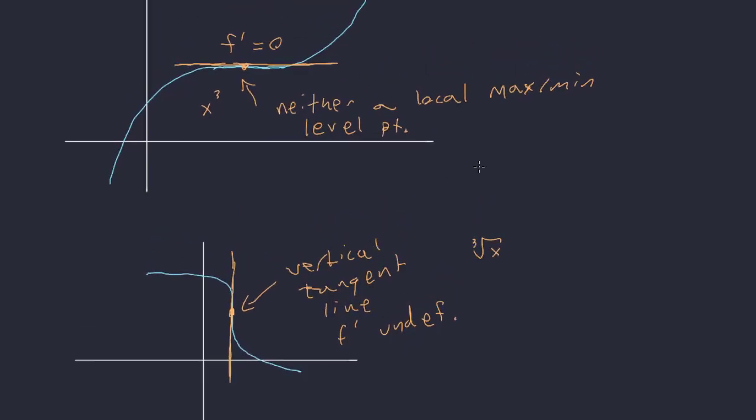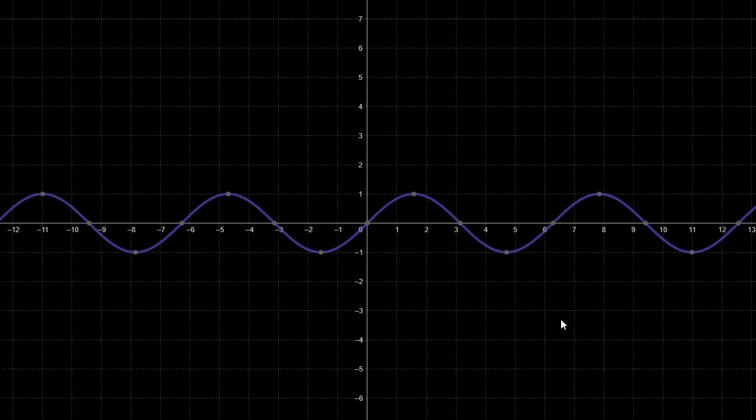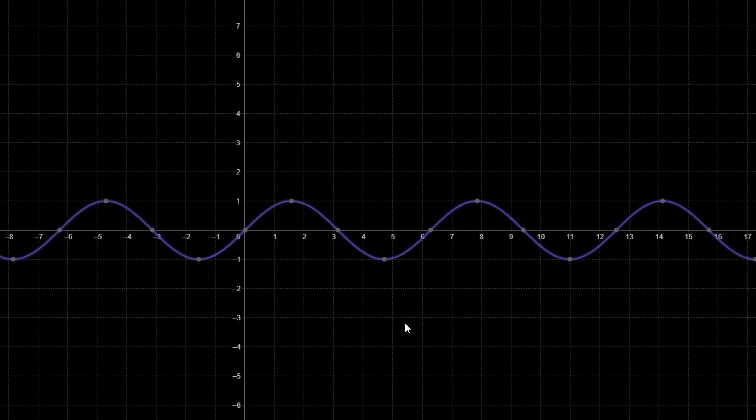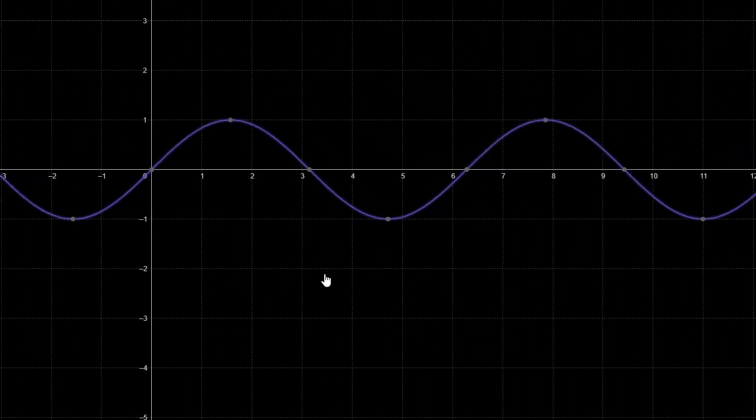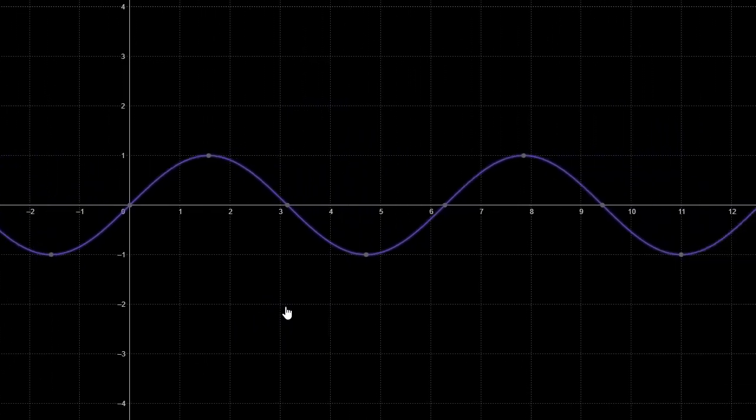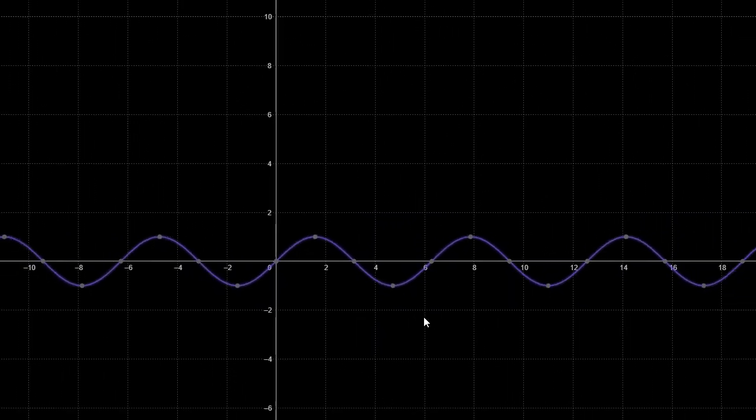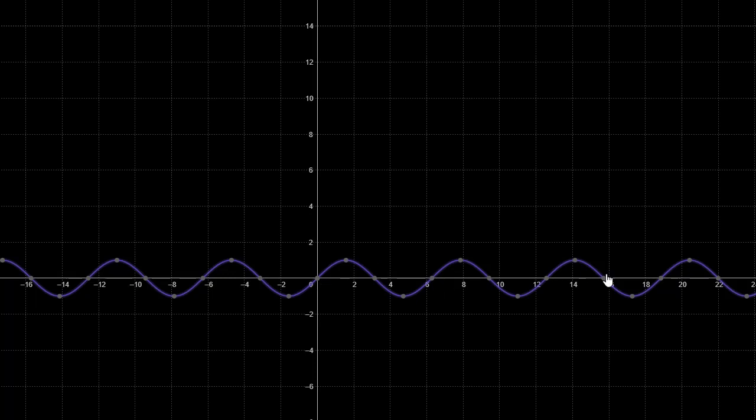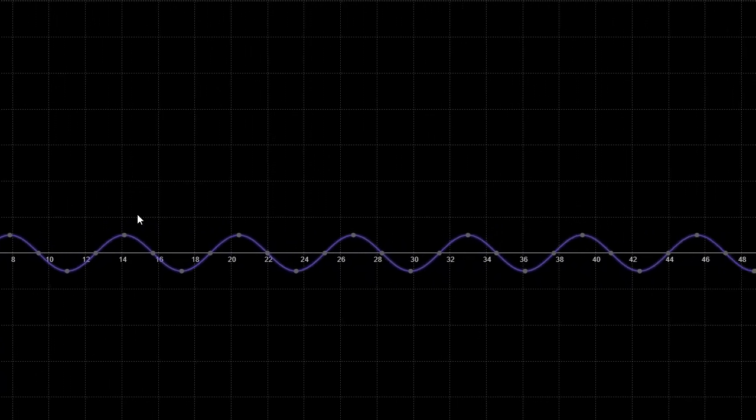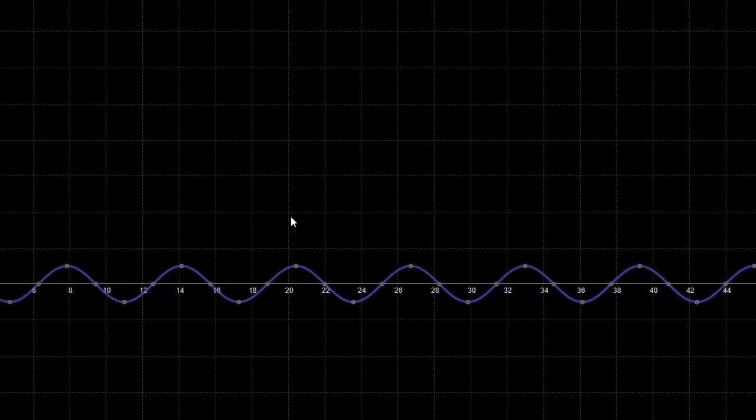Okay, before we start looking at some examples of finding these analytically, keep in mind that absolute maxes and mins can occur multiple times. Take the graph of sine. Its absolute max is always 1, but it happens an infinite number of times, at an infinite number of values.